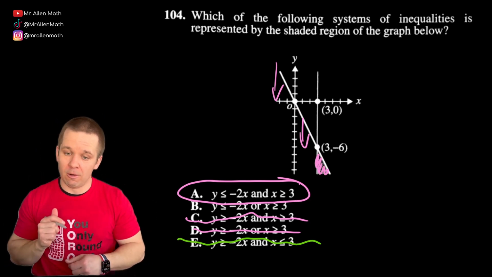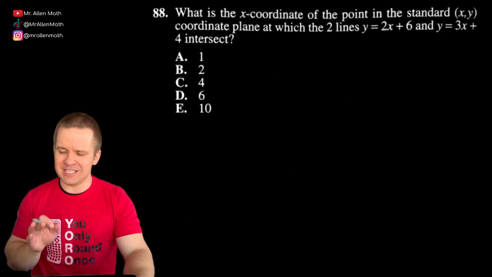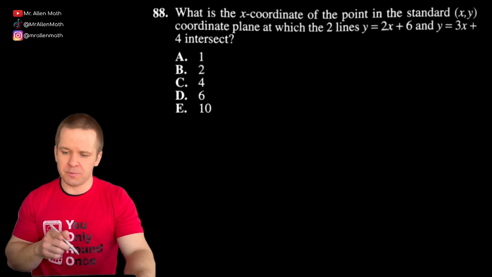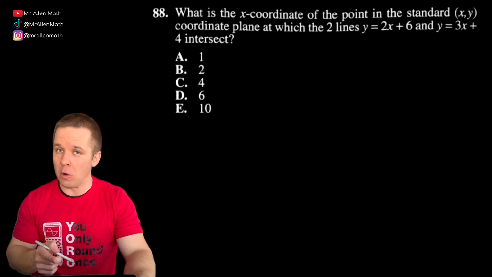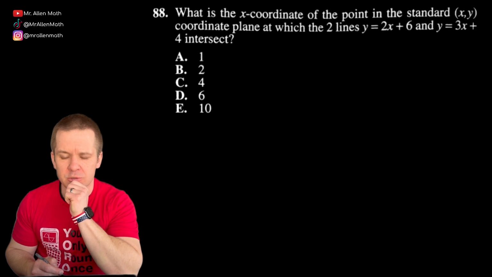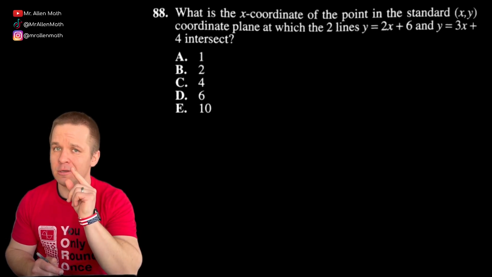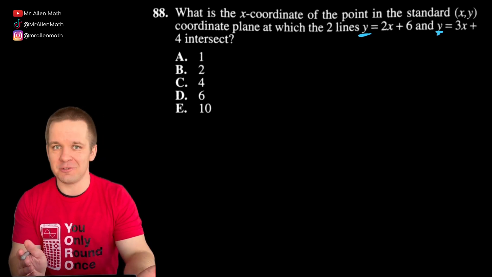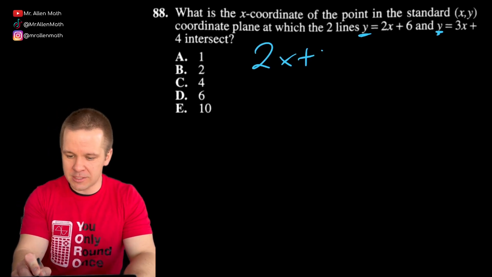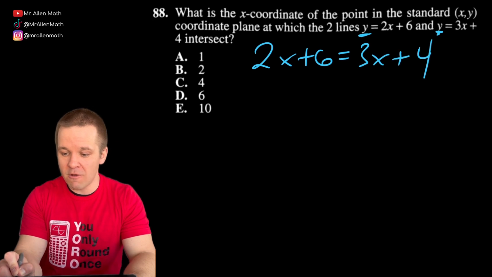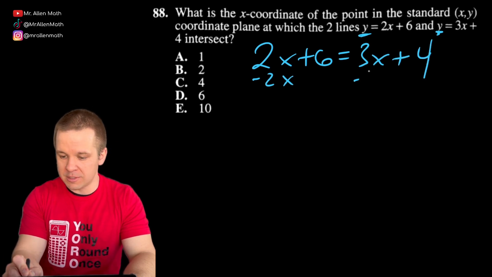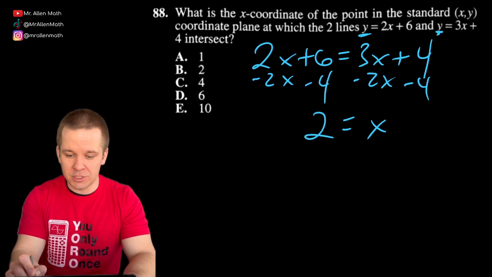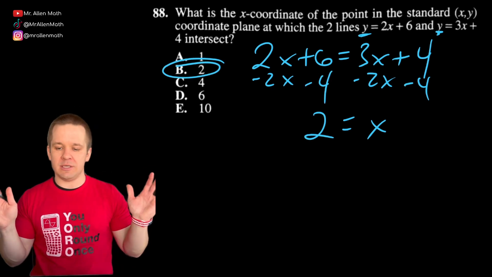That's dope. Moving on. What is the x-coordinate of the point in the standard xy coordinate plane at which the two lines, y equals 2x plus 6 and y equals 3x plus 4, intersect? Interesting. So it's only asking for the x-coordinate, and that's actually super awesome. Because if they're both equal to y, I can just set the other sides equal to each other. So we're going to have 2x plus 6 equals 3x plus 4. And now I'll subtract 2x on both sides. I get x. I'm going to subtract 4 on both sides. And we get 2. Boom. Choice B. Easy peasy.